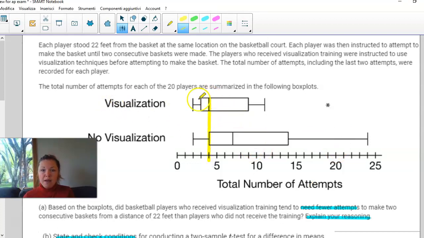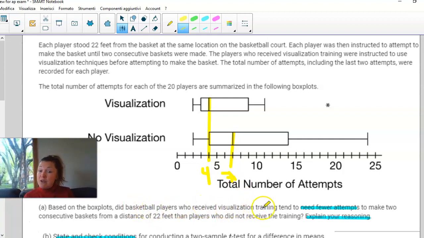Okay, so the median for the visualization looks like it's at 4, whereas the median for the no visualization is 7, okay? Oh, I can't write. Okay, so what are we saying now? It does appear based on the box plot that, and now use their context to help you.